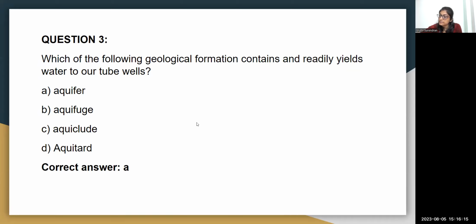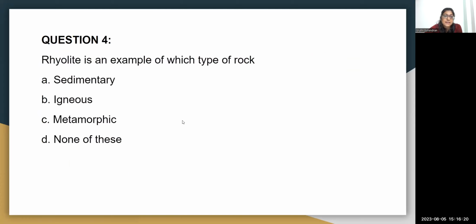Okay, now let's move on to the fourth question. Rhyolite is an example of which type of rock? So here there are three types of rocks that are provided. Sedimentary rocks, igneous rocks, metamorphic rocks. Or is rhyolite not a type of rock itself? Again, guess some answer. If you don't know the answer, there's nothing to lose. So type in your answers in the chat box.